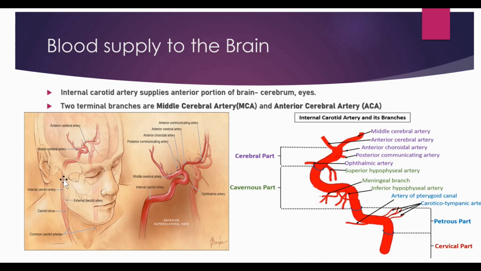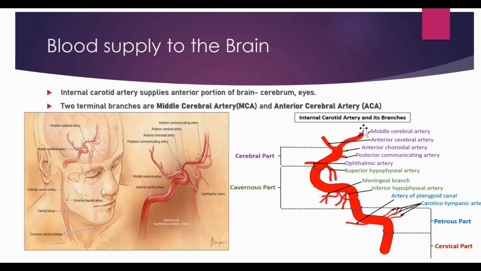So here is a picture of the internal carotid artery supplying the anterior portion of the brain. It supplies the anterior portion of the cerebrum, and the eyes. And as it goes up, it is divided into different parts. You can see different segments of the internal carotid artery. And it branches into multiple arteries. That is, the ophthalmic artery supplies the eyes, the posterior communicating artery, the anterior communicating artery. But it divides into two main or terminal branches. These two main branches are the MCA, that is the middle cerebral artery, and the ACA, the anterior cerebral artery. These two branches are the terminal branches of the internal carotid artery, which supplies the cerebrum.